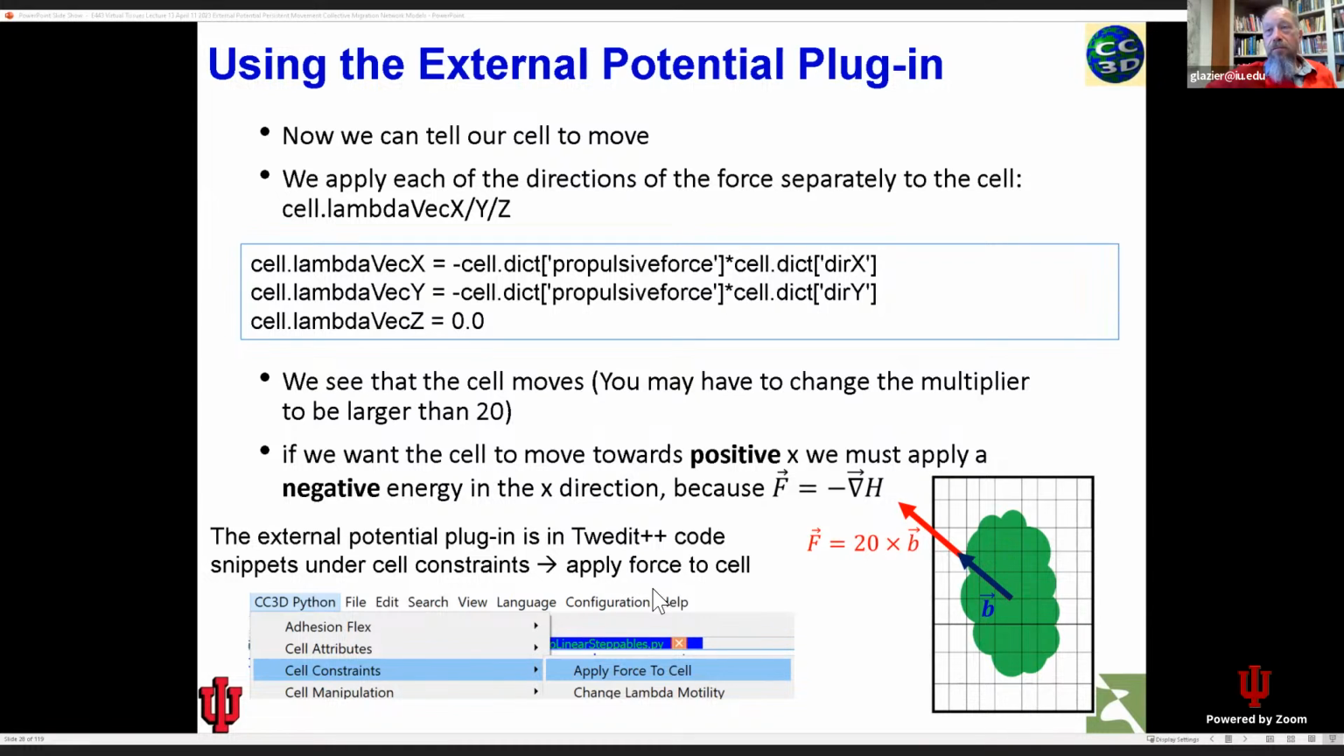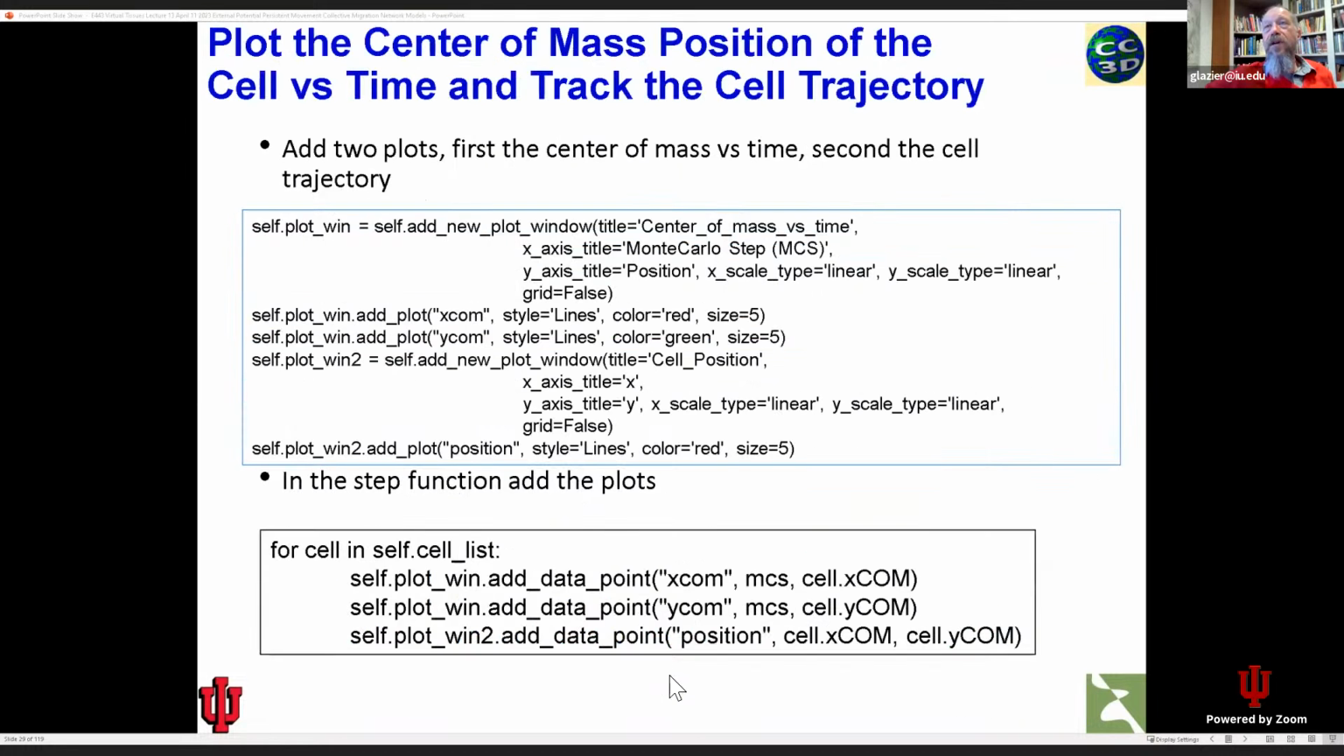And in Twedit, I never remember where it's hiding. Juliano pointed out to me that it's under cell constraints, apply force to cell, if you don't remember how to do this. Okay. And then it's useful to plot a center of mass position for the cell. So here we'll create two windows, one of which will plot the X and Y position of the cell versus time, and one of which just plots the position XY of the cell, so we can keep track of where the cell moved.